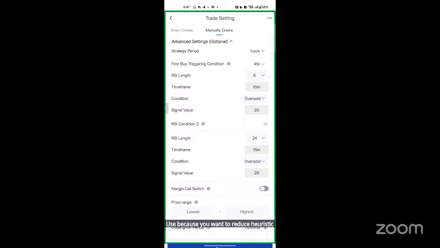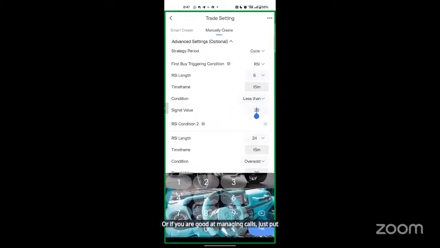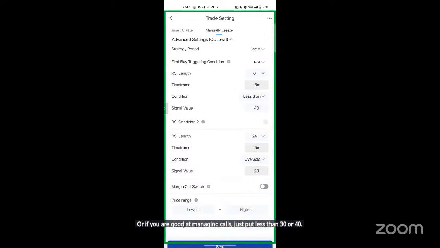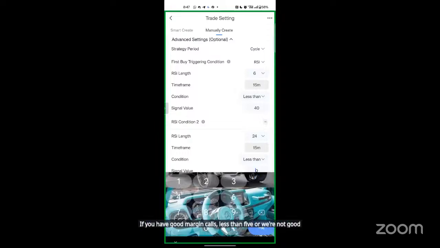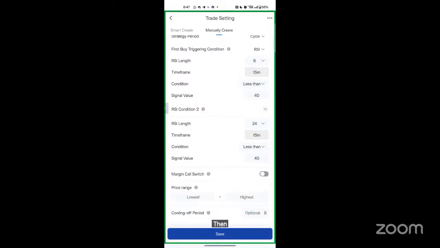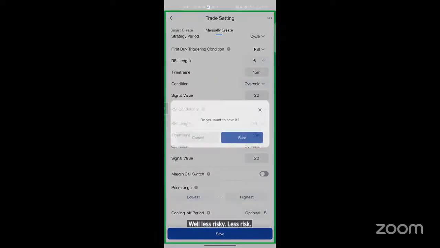Does that make sense? Use oversold. Or if you are good at margin calls, just put less than 30 or 40. If you're not good at margin calls, then make sure you use the oversold area. The risk is very less. Very less risk. Less risk with an oversold pumping coin.